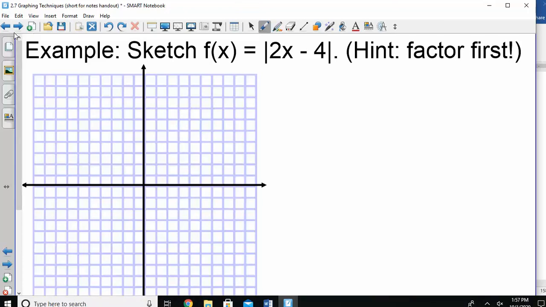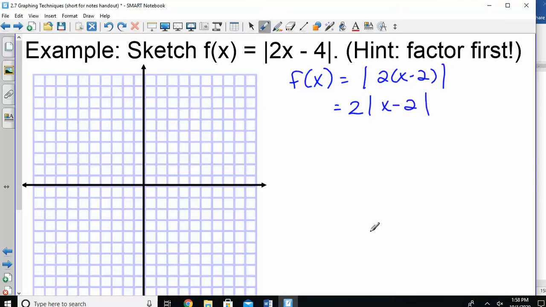Okay. Let's look at this one. I gave you a hint on this and told you to factor first. What can you pull out of this? A 2. Can I take it all the way outside my absolute value? Can you do the absolute value of 2? What is it? 2. So essentially what I'm saying, you could make this a 2 and then x minus 2. And we know the absolute value of positive 2 is positive 2. So you could pull it all the way out.